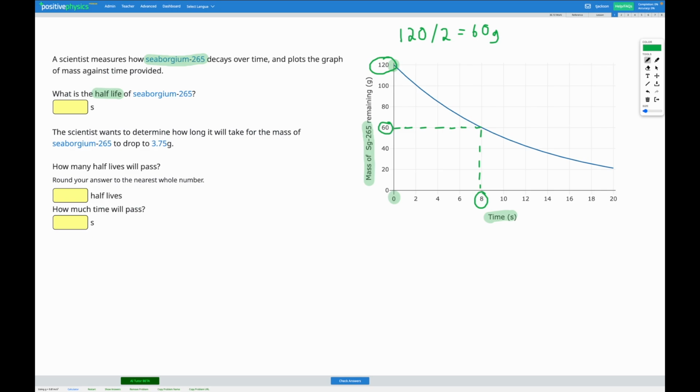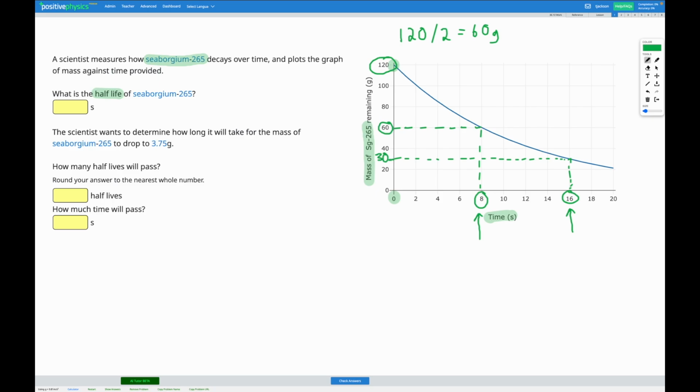We could check again though, because half-life doesn't matter where you start. So we could start at 60 instead and say the time to halve from 60, that would be going down to 30 grams, which would be about here on our graph. So if we go across on our graph and see at what time we hit 30 grams, it's at 16 seconds. So going from 60 grams at 8 seconds to 30 grams at 16 seconds, again, that took from 8 to 16, which is 8 seconds. So again, the time to halve the mass was 8 seconds.